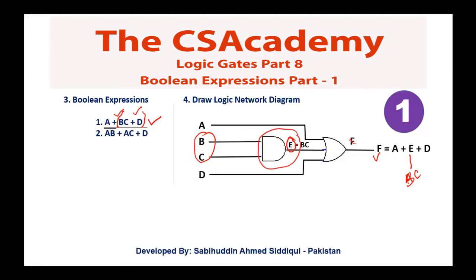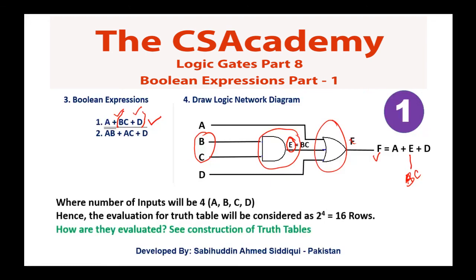So now see that this is the way you have calculated this. D is directly going to OR, B and C are ANDing first and then they are going to OR, and then you can see A is directly going to OR. So this is the OR sign which comes here. You can see this is the plus sign. Evaluate this whole process, all gate diagrams. Now see the number of inputs will be 4. That means A, B, C plus D.